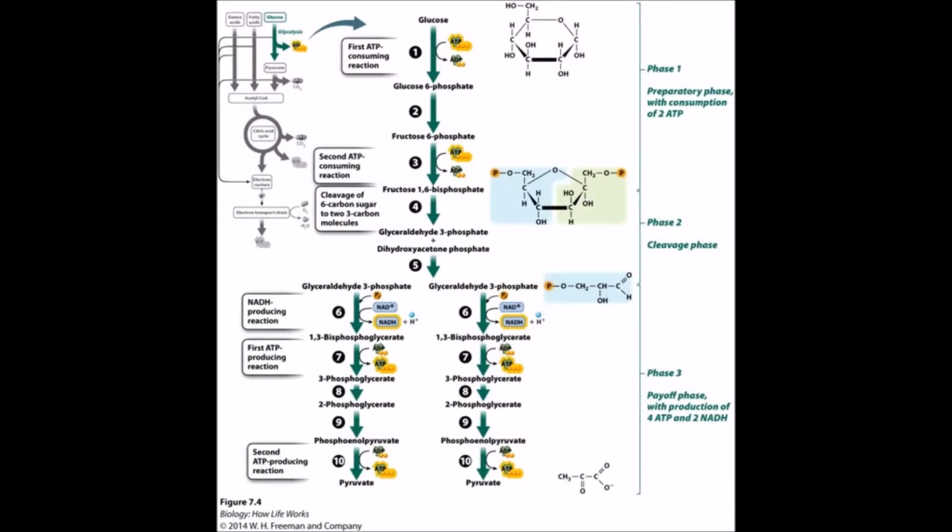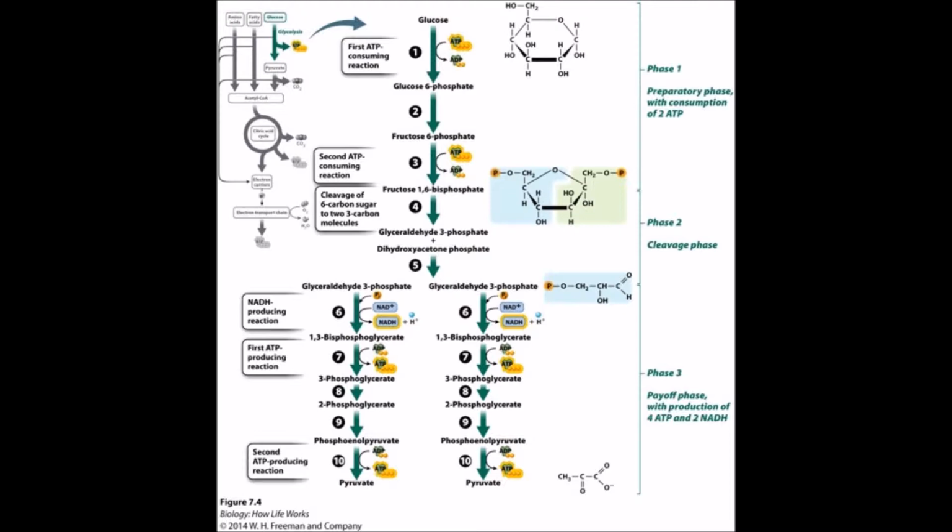In glycolysis, there are 10 reactions total and 3 main phases. The first phase is known as the preparatory phase, starting with the consumption of 2 ATP molecules. I personally like to refer to this stage as the investment phase because from the get-go, 2 ATP molecules are required to help move the process along.